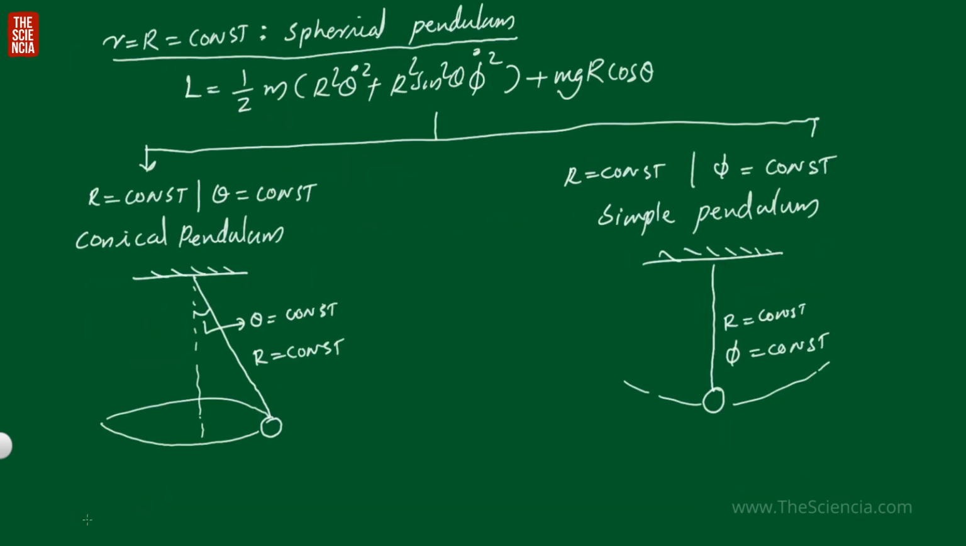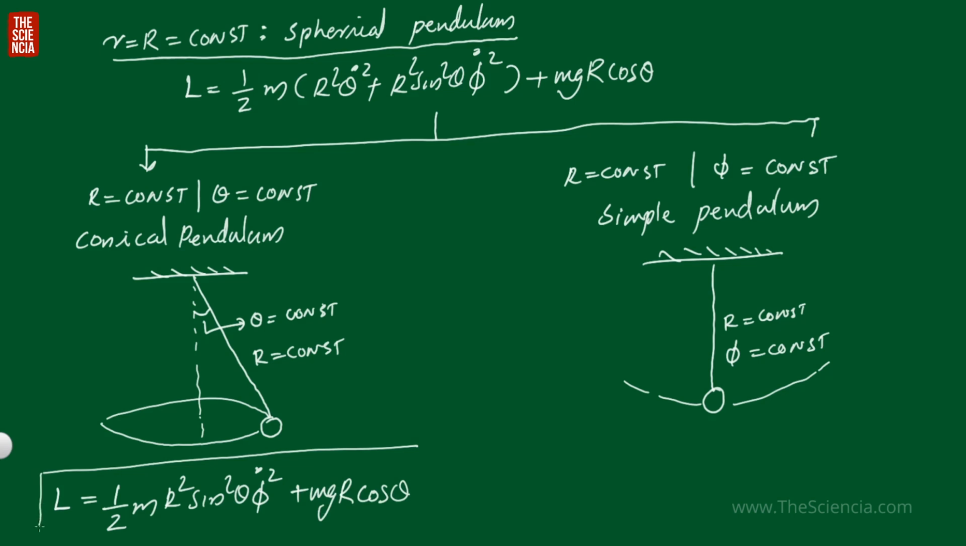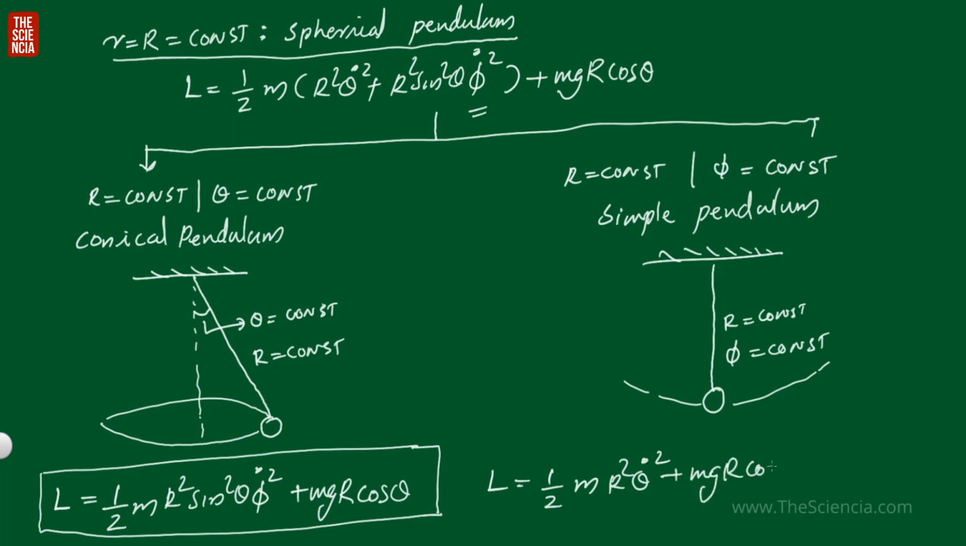So what will be the Lagrangian for conical pendulum? It will be equal to, here you see, theta is constant. So theta dot term will not be there. So we get L is equal to 1 by 2 m r square sin square theta phi dot square plus mg r cos theta. And what will be the Lagrangian for simple pendulum? It will be L equal to, here r is constant and phi is also constant. So this term will not be there. So we get L is equal to 1 by 2 m r square theta dot square plus mg r cos theta.